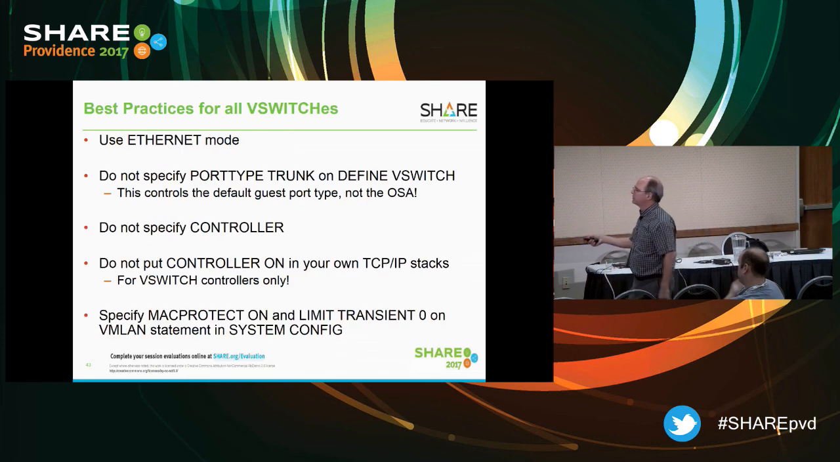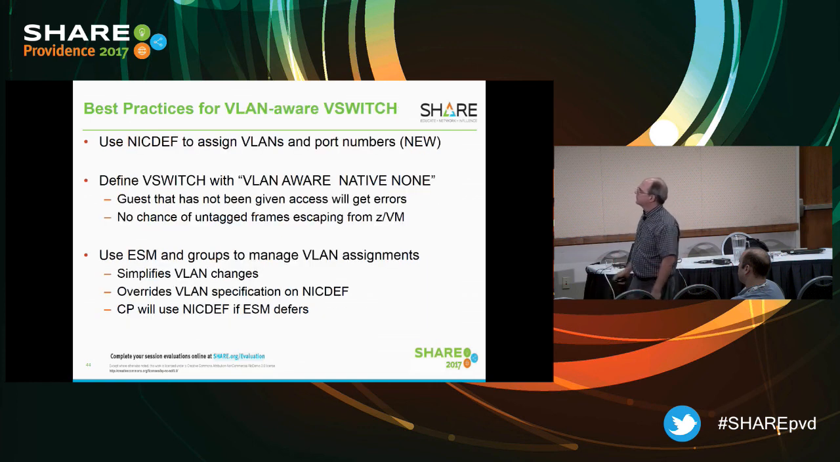So best practice. First of all, Ethernet mode. We talked about that. I don't want you saying port type trunk on define vSwitch because it doesn't do what you think it does. Okay. Don't specify the controller statement. Don't put controller on in your own TCP/IP stacks. These are just some things I've seen people do that I don't want you to do, right? And I said I want you to put MAC protect on and limit transient 0 in system config, right?